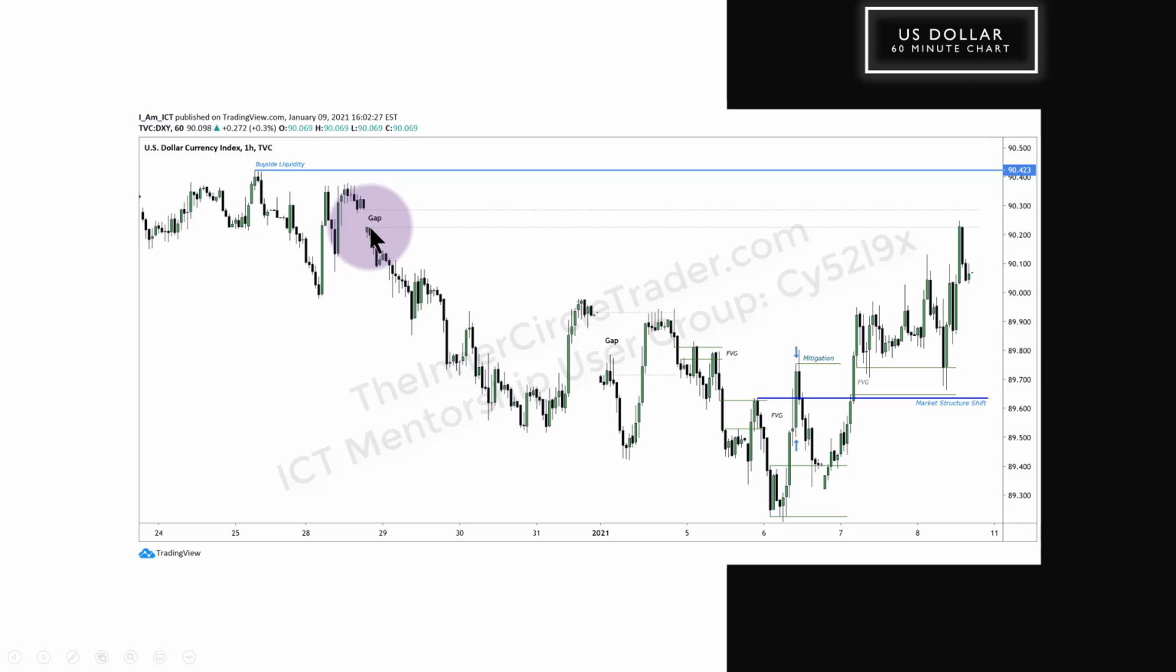So this is the discount end of that gap. This is the premium end of that gap. And then consequent encroachment would be the midpoint. And it just about gets there. It doesn't quite get there.